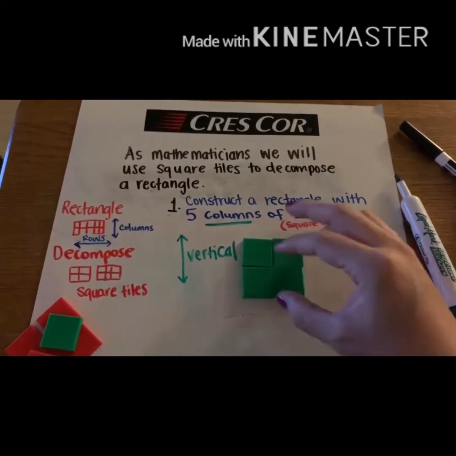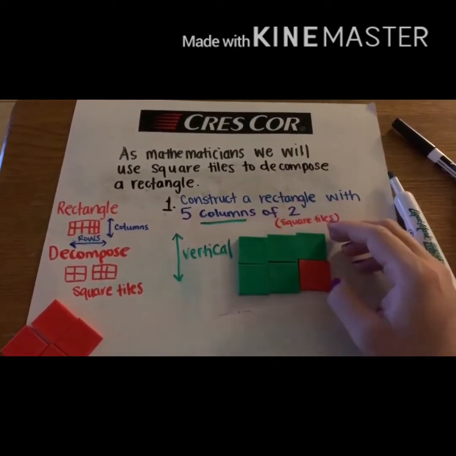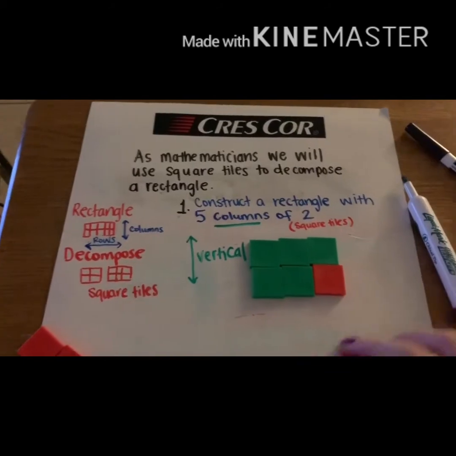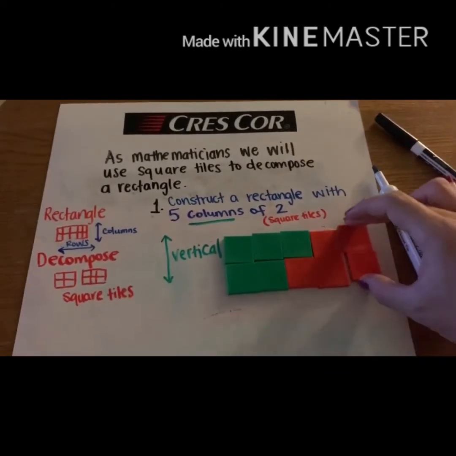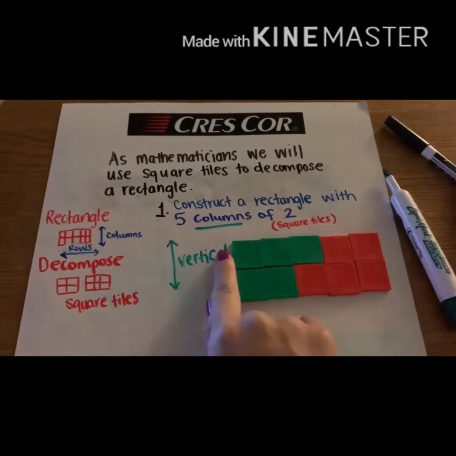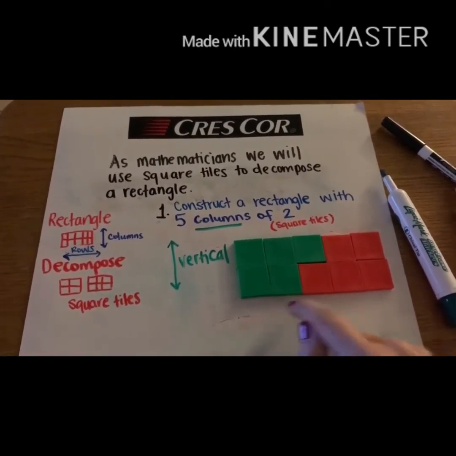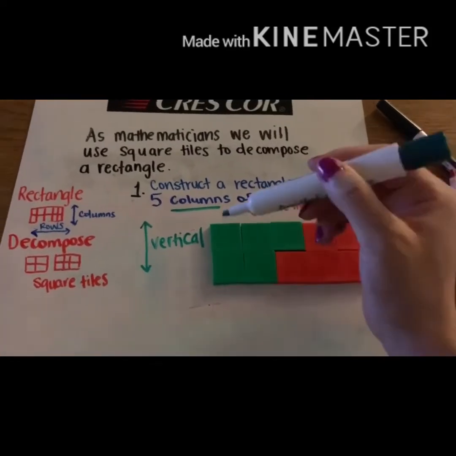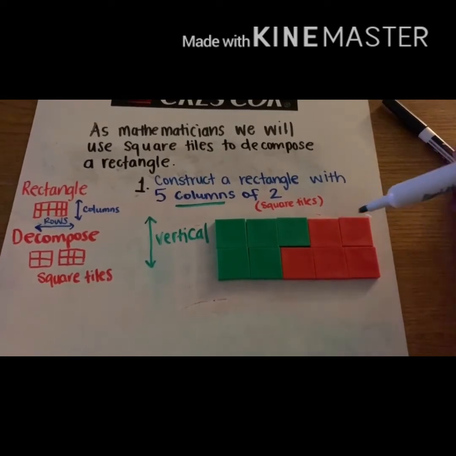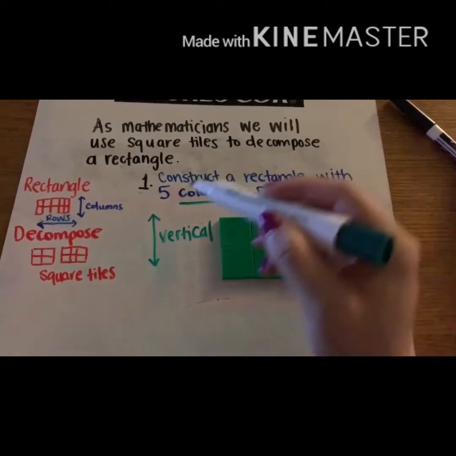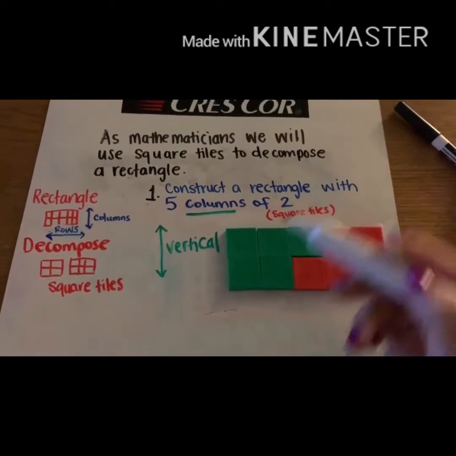2 columns. 3 columns. 4 columns. And 5 columns. So we have 1, 2, 3, 4, 5 columns. They're vertical, up and down, and each one has 2.